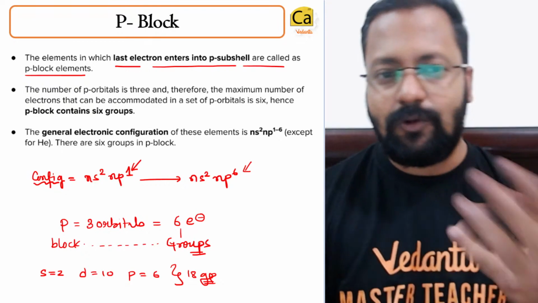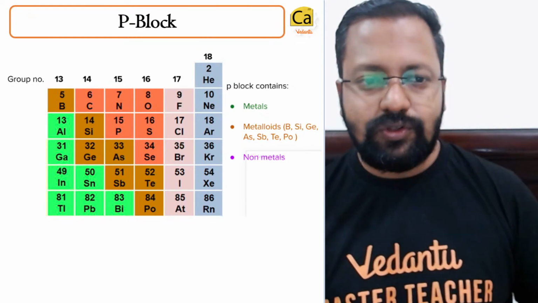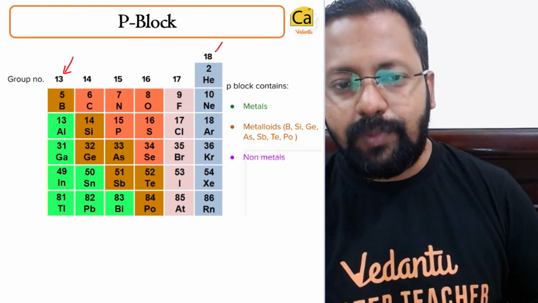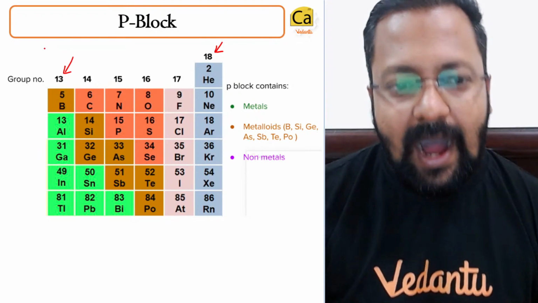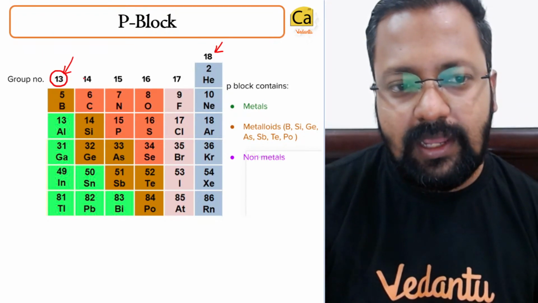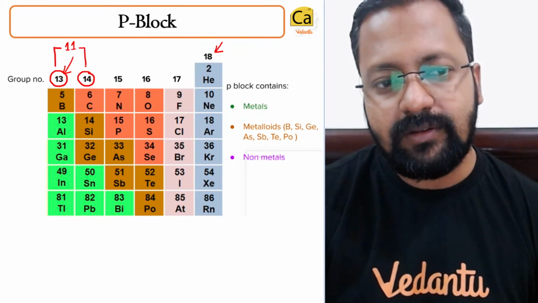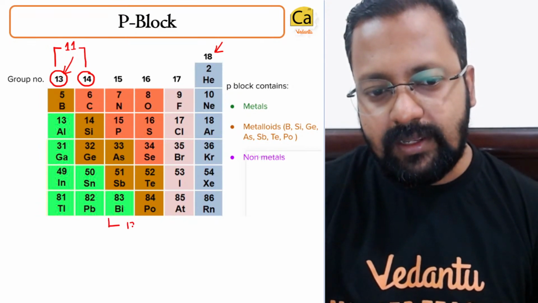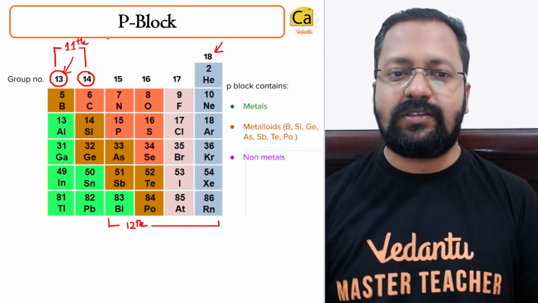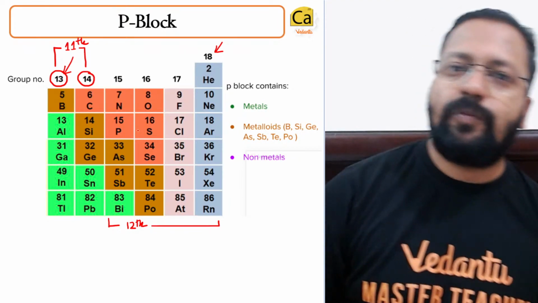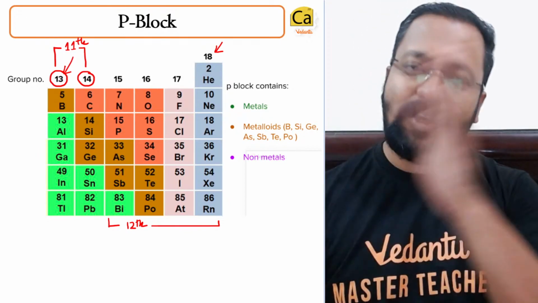Clear? Chalo, let's discuss. This is what the P block looks like, from group number 13 to group number 18. Our objective is to cover group 13 and 14. Group 13 and 14 are in 11th standard, and group 15 to 18 is in 12th standard. So this part is in 11th standard and this part is in 12th standard. Our job is to cover group 13 and 14, not 15, 16, 17, 18. Those we will cover in 12th standard. Okay?